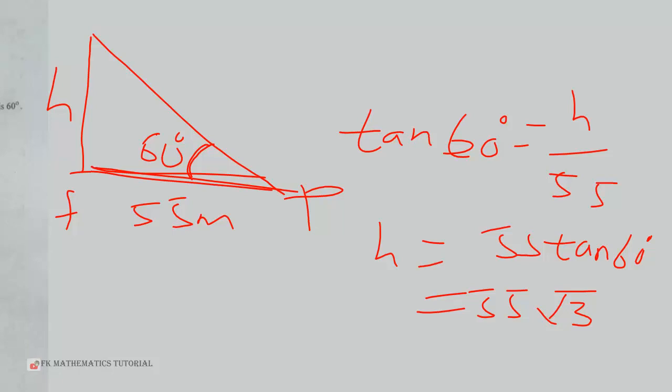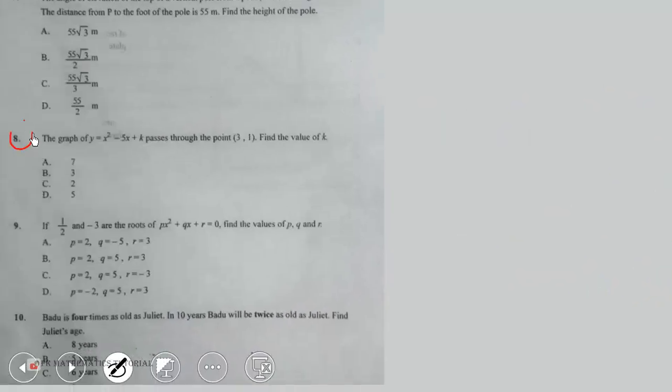Now let's look at question 8. Question number 8. The graph of y equal x squared minus 5x plus k passes through the point 3, 1. Find the value of k.